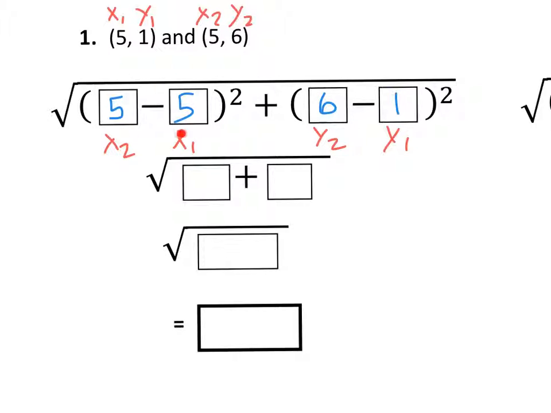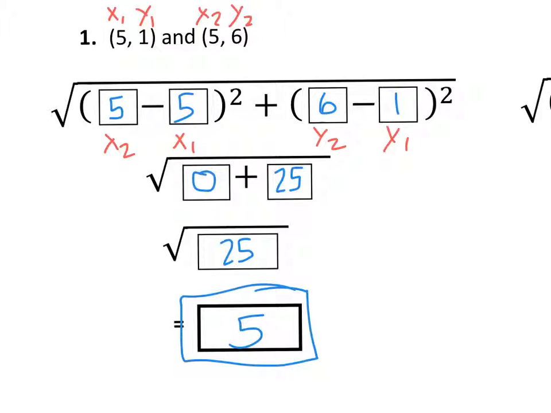Over here on the left we have 5 minus 5, which is 0, and 0 squared is still 0. Over on the right we have 6 minus 1, which is 5, and then 5 squared is 25. 0 plus 25 is just 25, and the square root of 25 is 5. And this is our final answer.